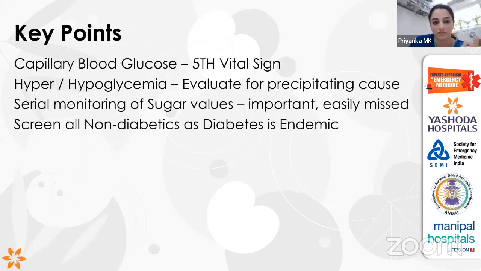So to conclude, I would say capillary blood glucose has been considered the fifth vital sign. Irrespective of hyper or hypoglycemia, it's very important to look for the precipitating cause. Serial monitoring of sugar values is important. Once you do the diagnosis, you tend to forget monitoring. It's easily missed. So it's very important to monitor the sugar values serially, at least hourly, as long as the patient is in the ER.